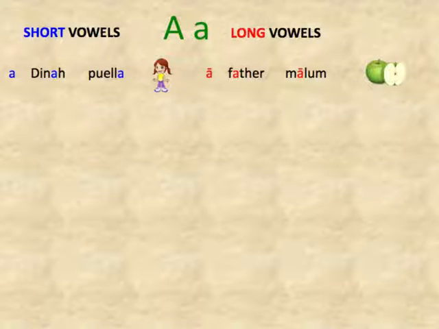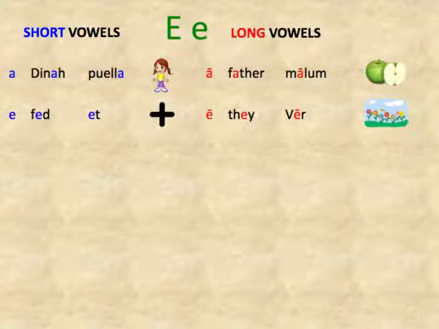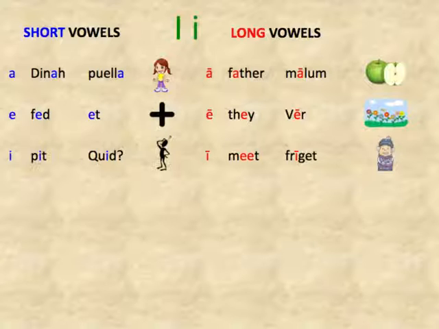Now, as we do the rest, make sure to repeat after me so you can get these sounds down. Next letter, everybody. A, fed, et, a, they, where, a. Next letter, E, pit, quid, E, meat, friget.